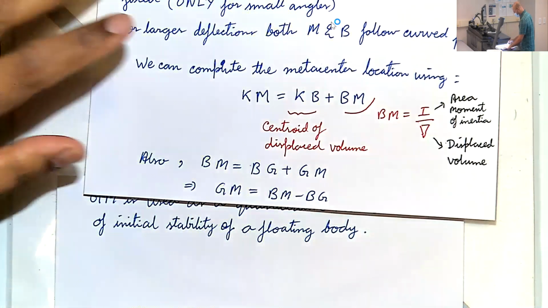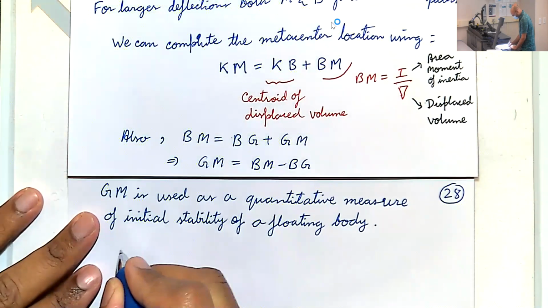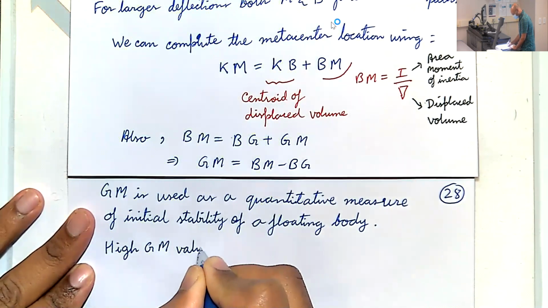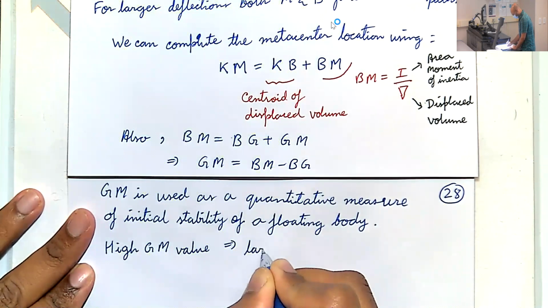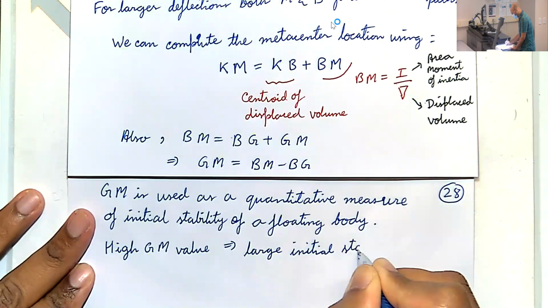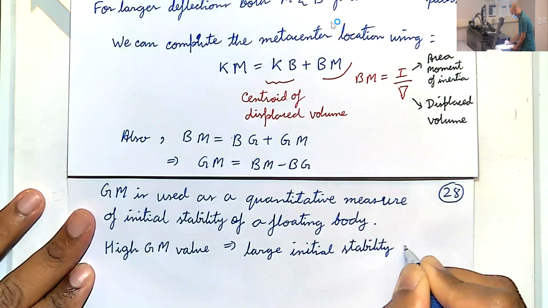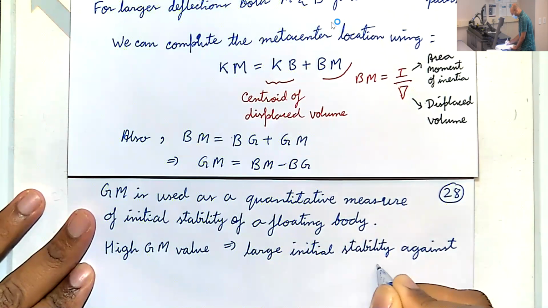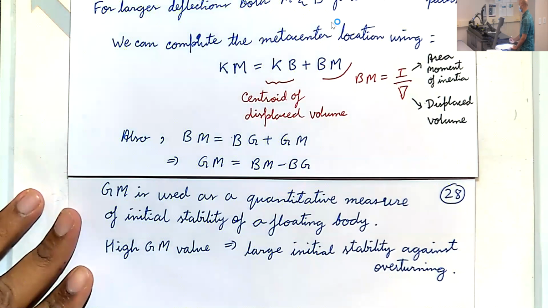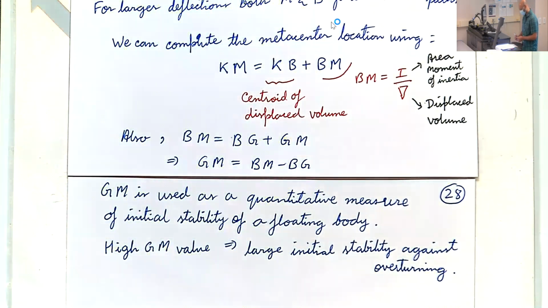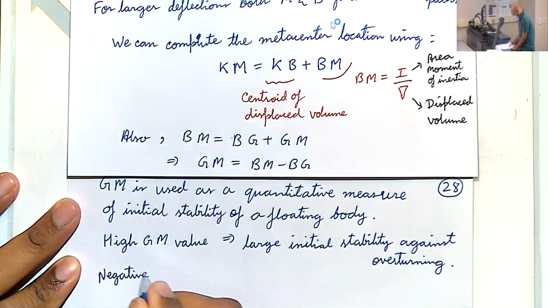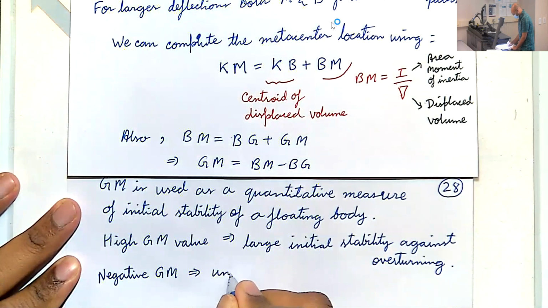So, a high GM value means large initial stability against overturning. All right. Negative GM, unstable.